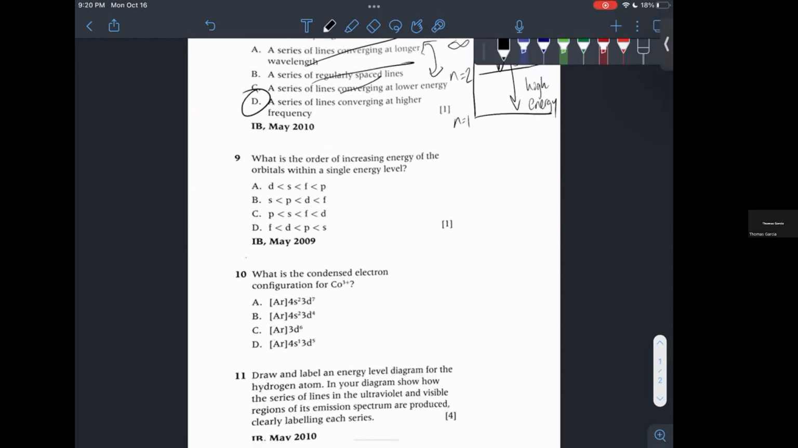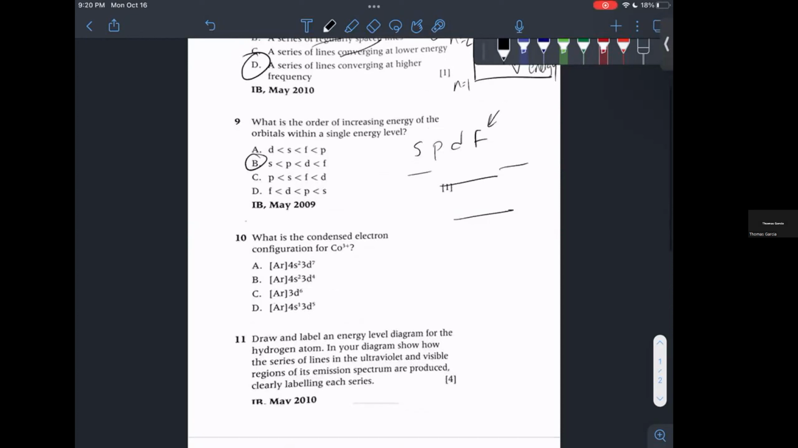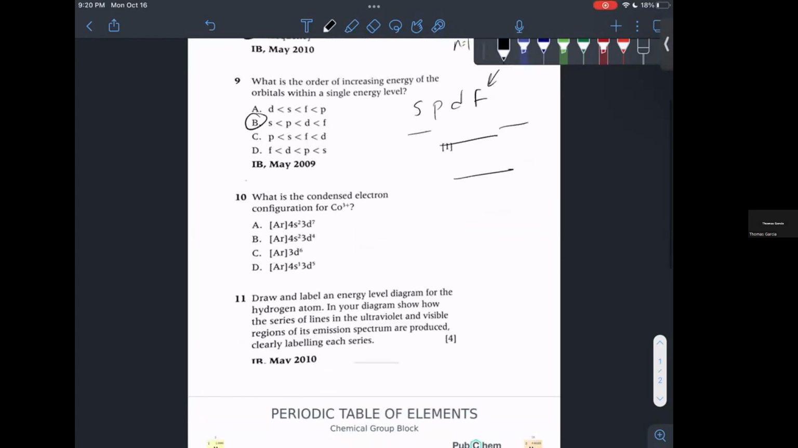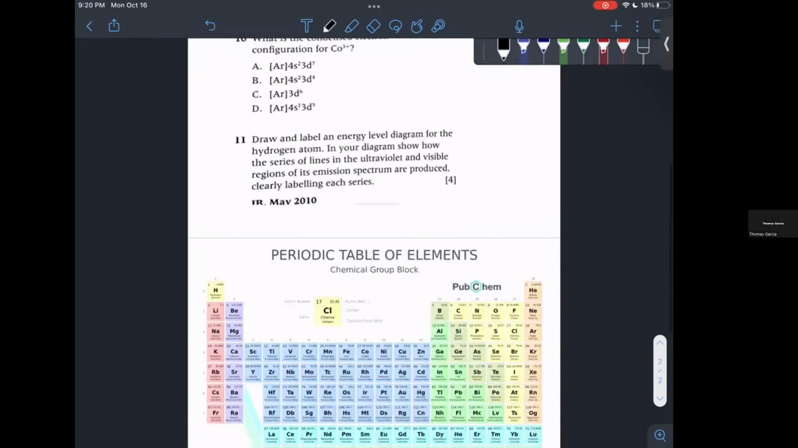All right. What is the order of increasing energy of the orbitals within a single energy level? Well, this is just straight up the general way of SPDF. If we look at our periodic table and we go across, S and P are around the same, D is lower, and F is even lower. And as we fill up these orbitals, they are higher energy as we go out. So that is B.